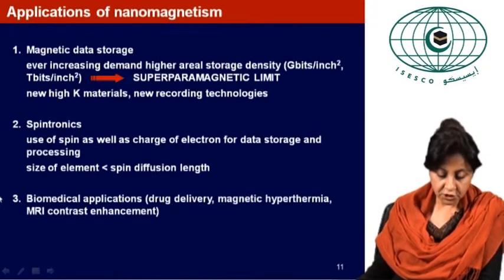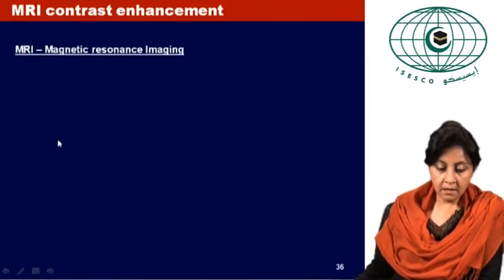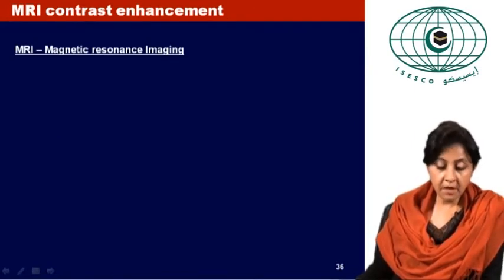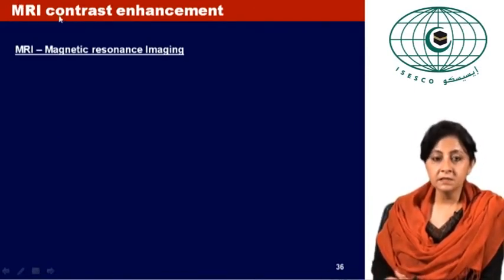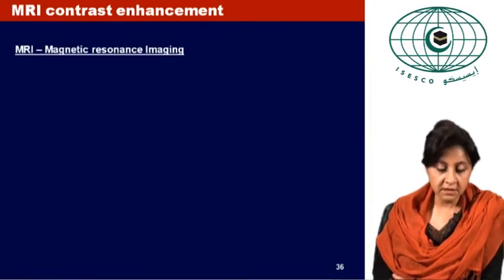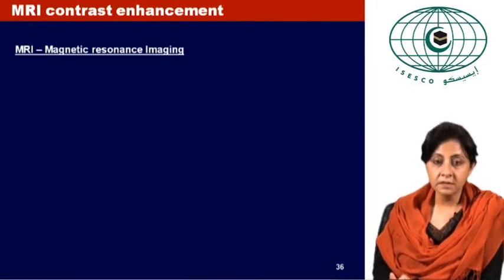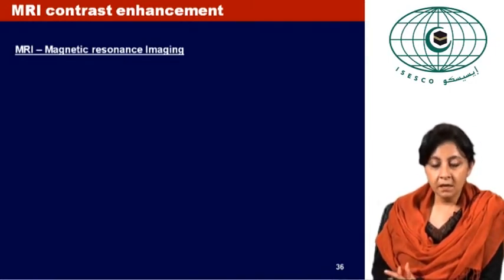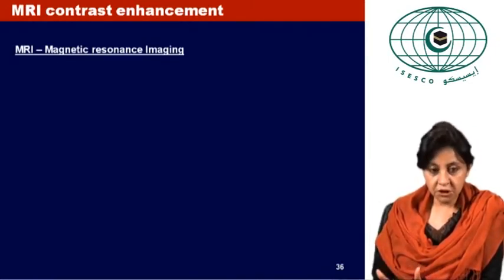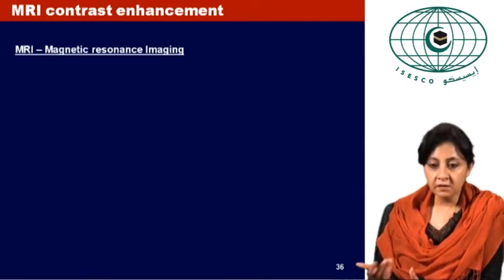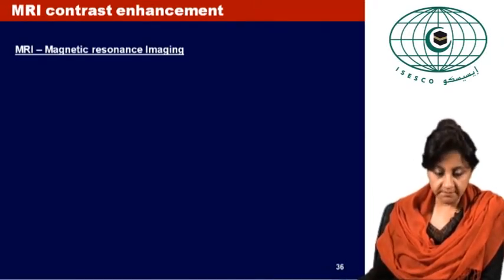The third area of application that I will be discussing is biomedical applications, in which we'll talk about drug delivery, magnetic hyperthermia, and MRI contrast enhancement. So, MRI, as you know, is a technique that is used in medical diagnostics. It stands for magnetic resonance imaging, and this is a technique using which one can diagnose tissue that is in some manner pathological or diseased.